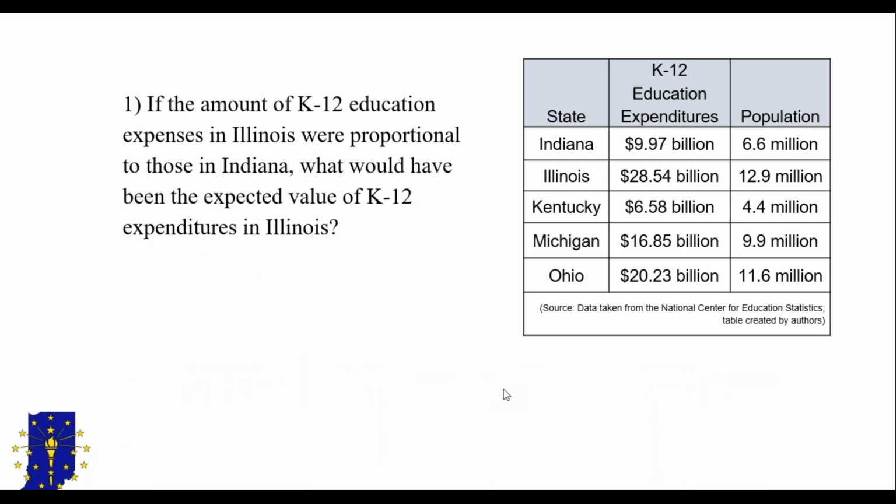Okay, so let's go backwards. Let's go in the opposite direction. If the amount of the expenditures in Illinois were proportional to Indiana. So now we're looking in the opposite way. So now we're saying, what if Illinois spent like us in Indiana? What's going to happen? So once again, my two items that I'm setting up in my proportion are the expenditures and the population.